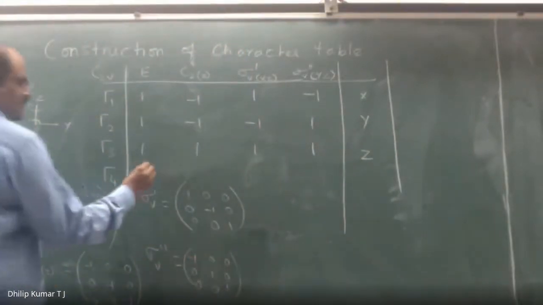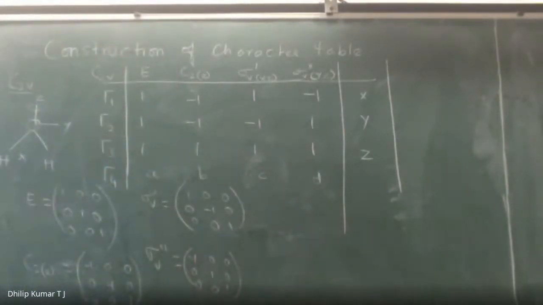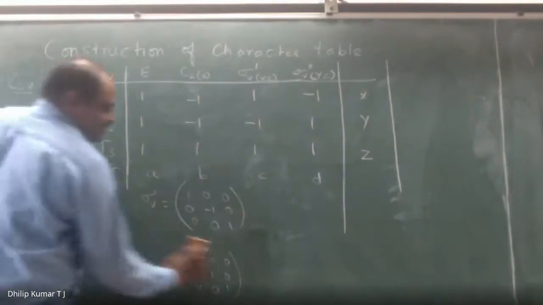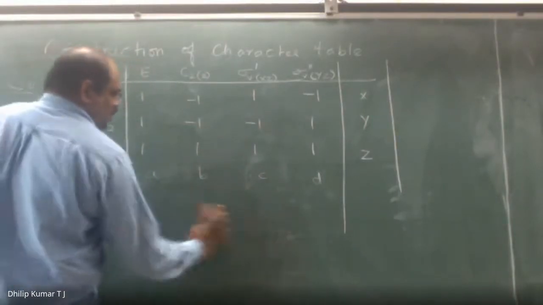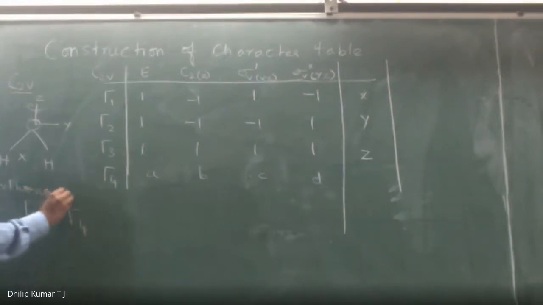So for the last one, we don't know what is what, so I write this one as A, B, C, D. We want to find out the characters of the 4th IR. How do we do that? You know the IRs are all orthogonal to each other, so we apply the orthogonality. You take the product of gamma 2 and gamma 4.